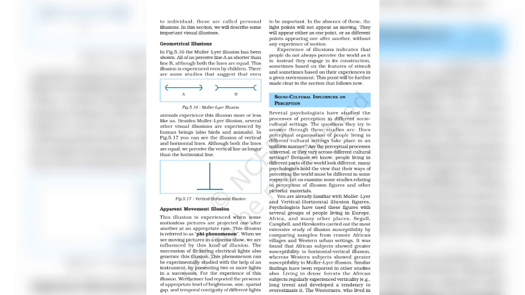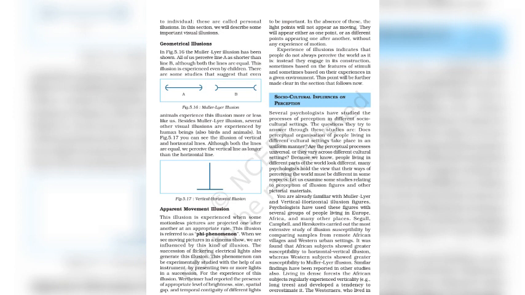Because we know people living in different parts of the world look different, many psychologists hold the view that their ways of perceiving the world must be different in some respects. So, we are already familiar with Muller-Lyer and vertical horizontal illusion figures. Psychologists have used these figures with several groups of people living in Europe, Africa, and many other places.